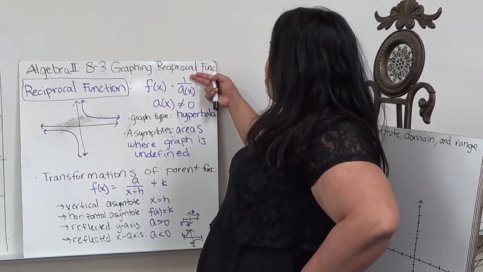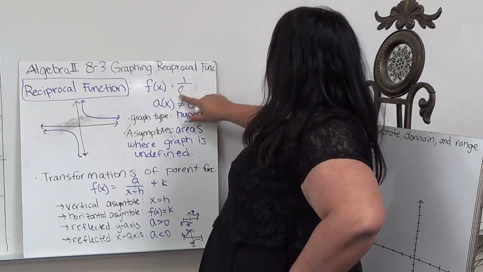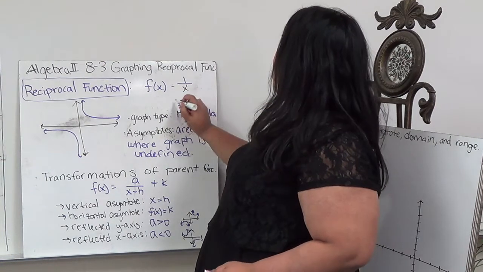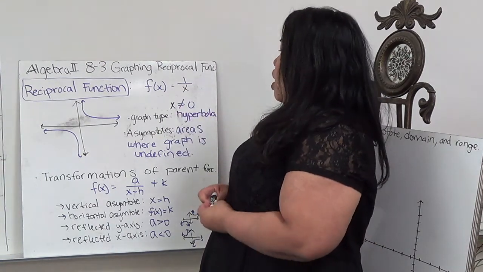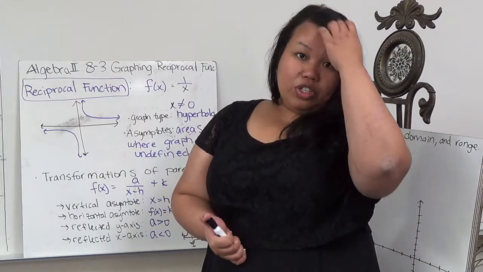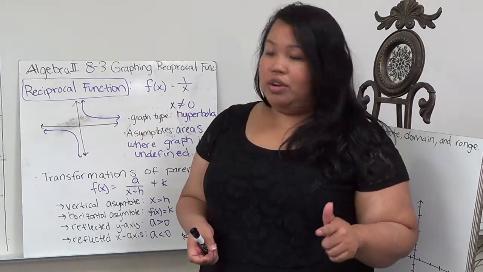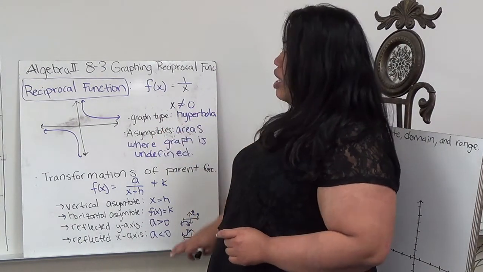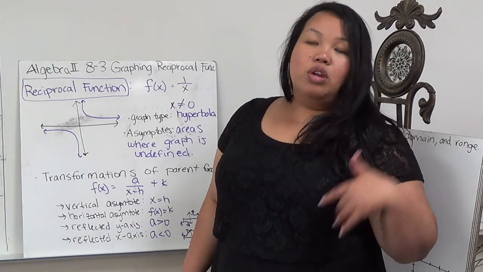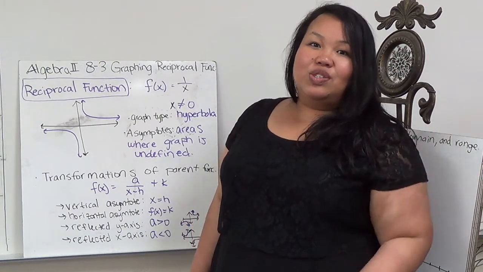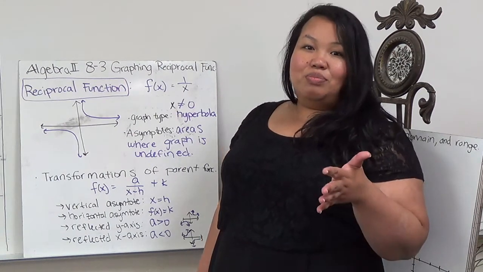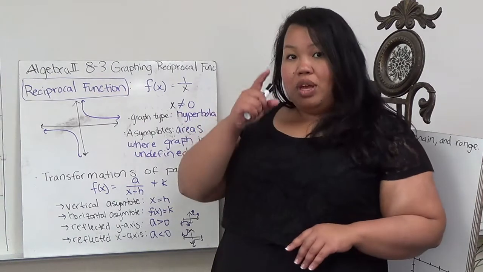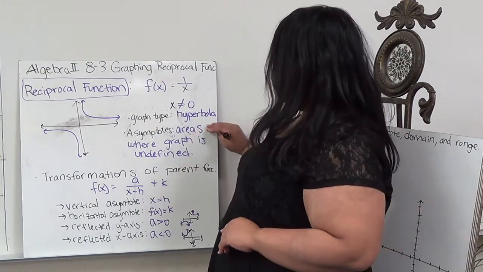So it's 1 over x, and x cannot equal 0. A reciprocal function is a function that has a fraction with x in the denominator. Now, the graph, just like in a quadratic equation, ax squared plus bx plus c, that's your quadratic equation, and that graph is a parabola. This graph is called a hyperbola.